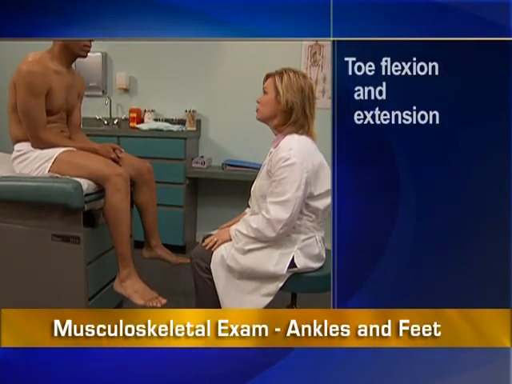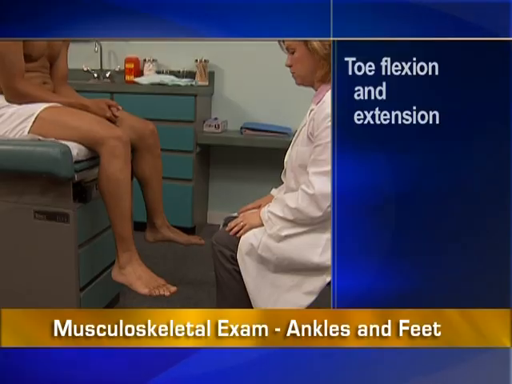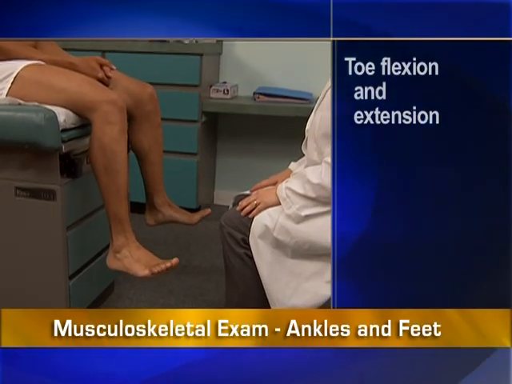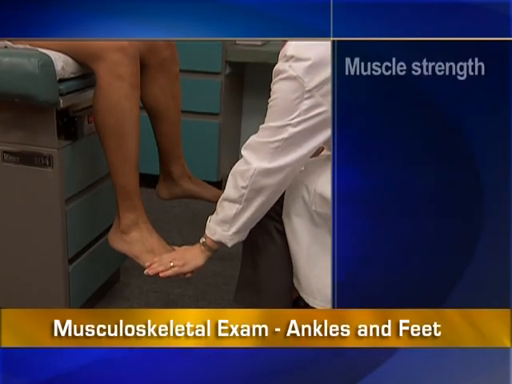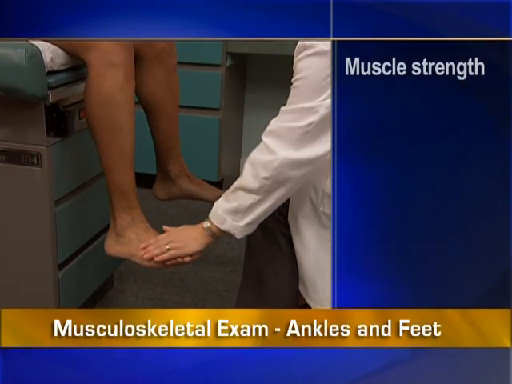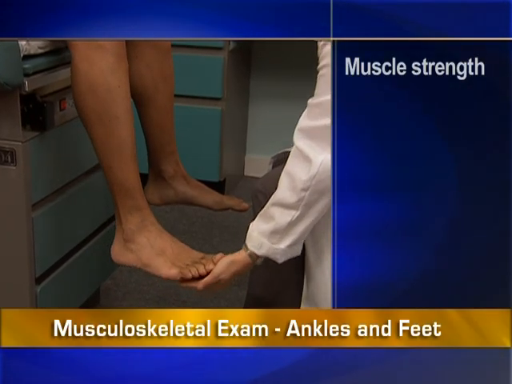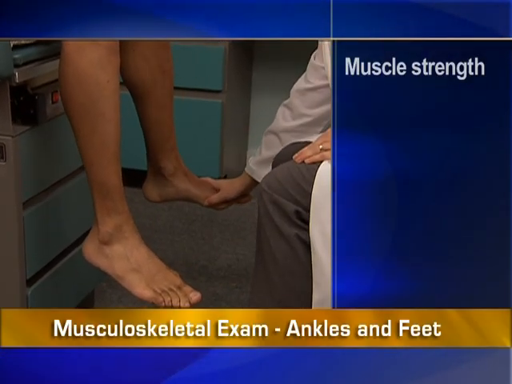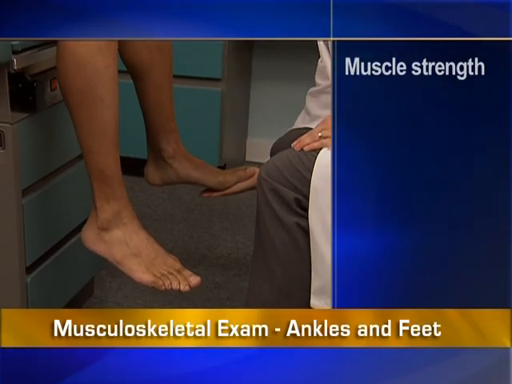Now I'd like you to bend and straighten your toes. Also ask the person to flex and straighten his toes, which he should be able to do. Good. Now push your toes up against my hand. To assess muscle strength, apply resistance as the person dorsiflexes and then plantar flexes his foot. He should be able to overcome your resistance. Good. And down.